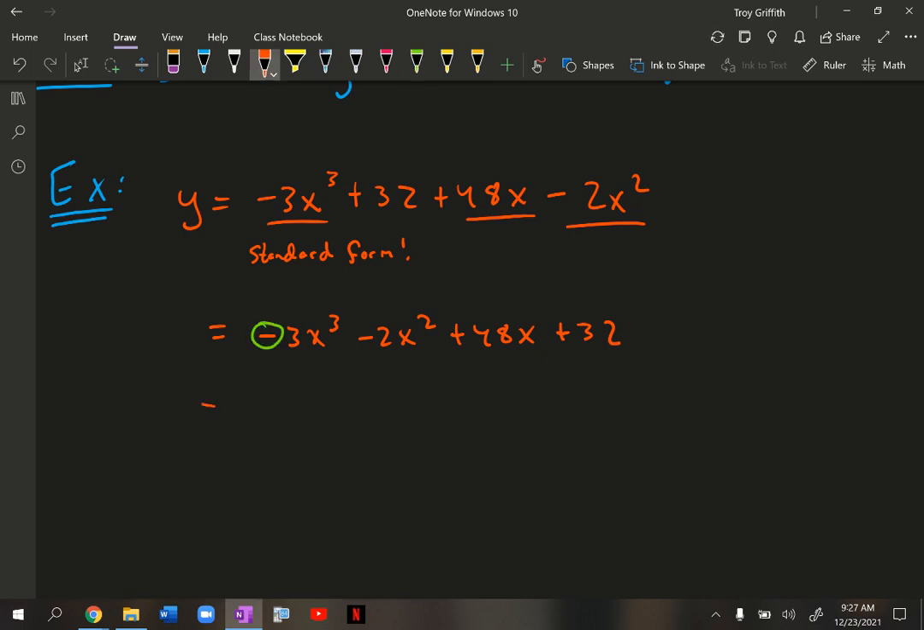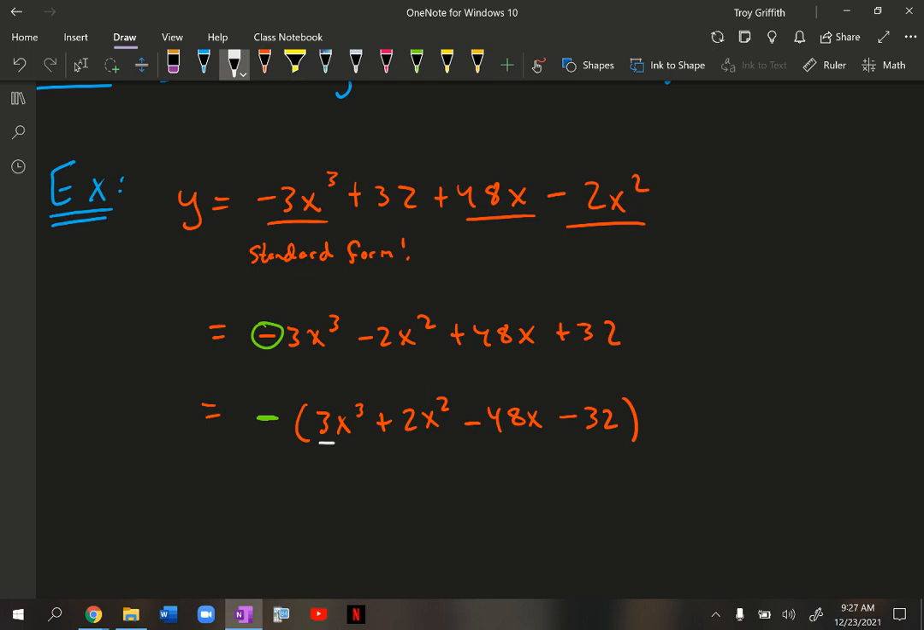So I'm going to take out that negative, and what does taking out a negative do? It flips the signs on everything. So this is now going to be positive 3x cubed, positive 2x squared, negative 48x, and a negative 32. All right, take a glance at this. What's different on this one compared to the first couple that we did?